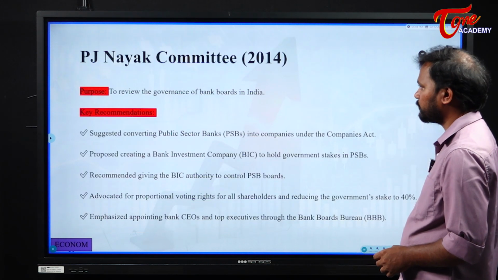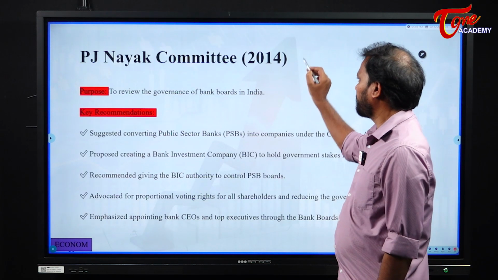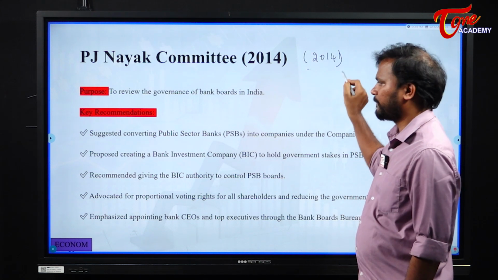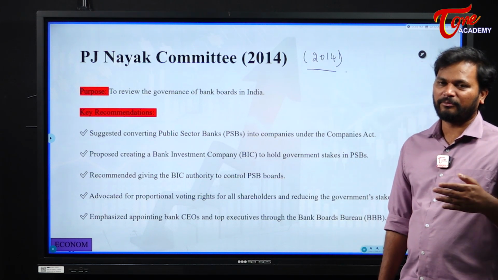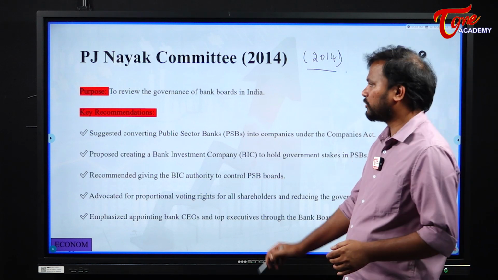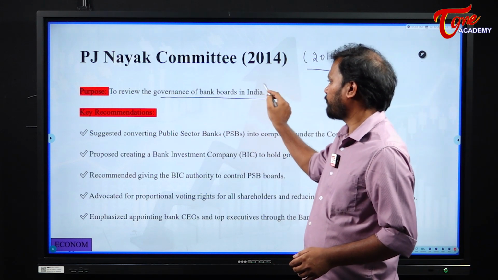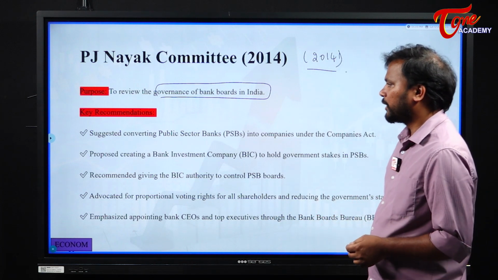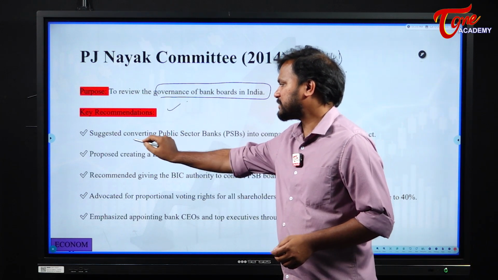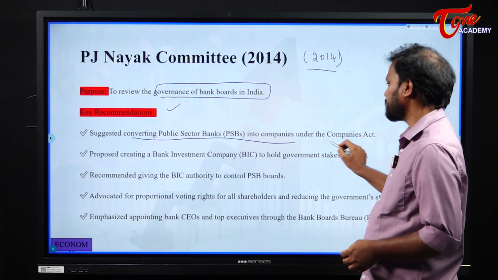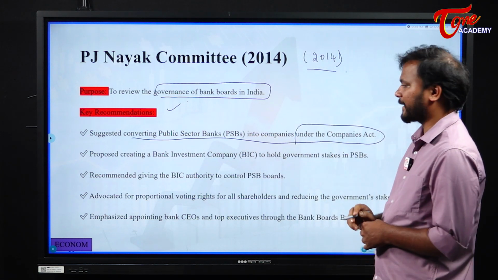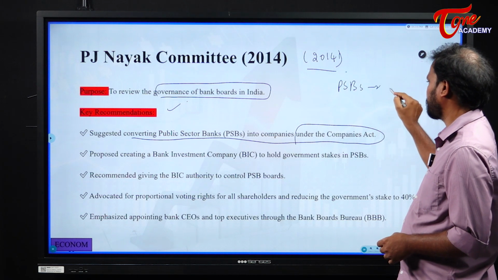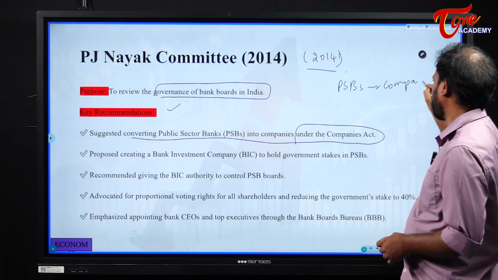Next, the PJ Naik Committee. The PJ Naik Committee was appointed in the year 2014, and its main aim is to review the governance of bank boards. The key recommendations suggested converting public sector banks into companies under the Companies Act. The PSBs come under the Companies Act. Now, what is the advantage?